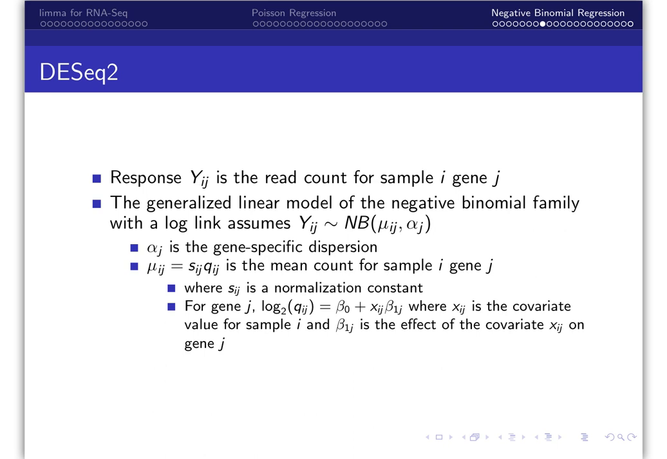Y sub ij is the read count for gene j in sample i, which is assumed to follow a negative binomial distribution with mean parameter mu sub ij, which is the mean count for gene j in sample i, taken to be the quantity q sub ij, which is proportional to the true concentration of fragments from gene j in sample i, scaled by a normalization factor s sub ij.